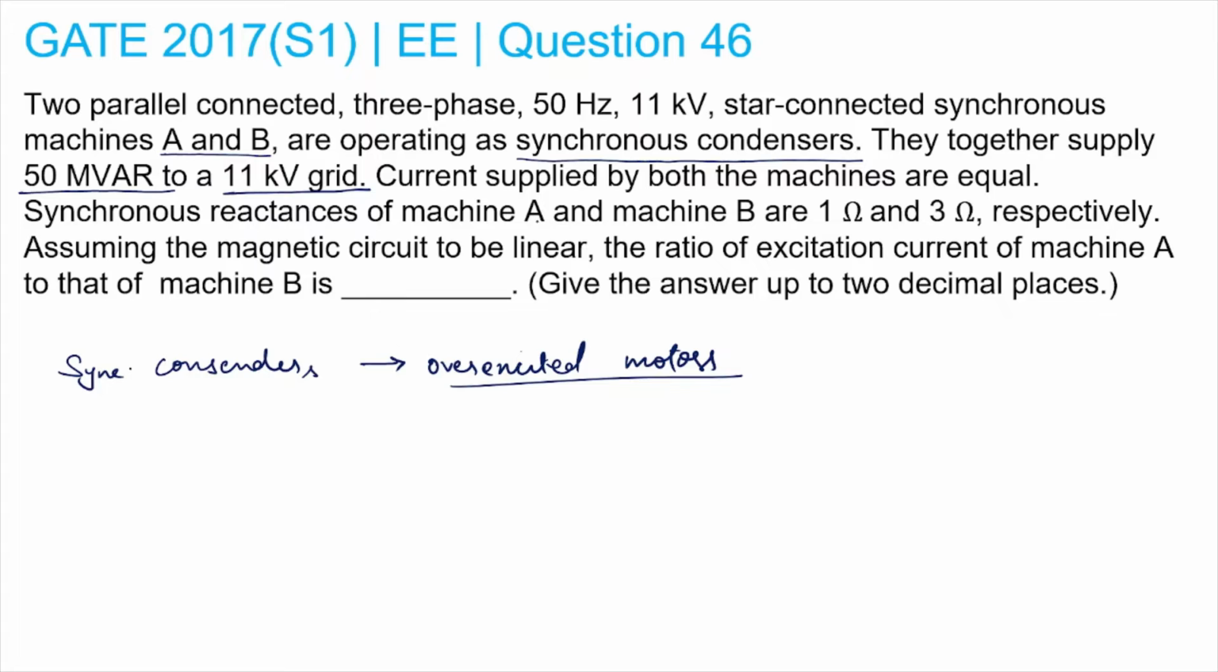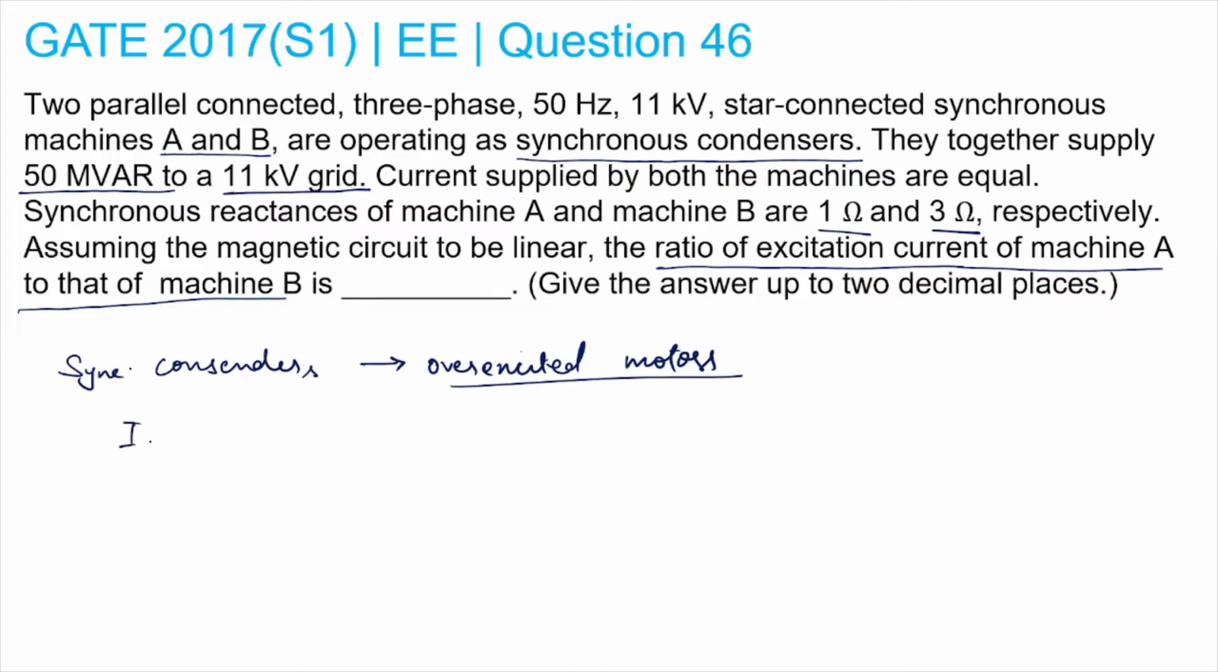Synchronous reactances of machine A and machine B are 1 ohm and 3 ohm. Reactances are given and both are different. Now, if reactances are different, we will get different excitation EMF, or EF field EMF. Assuming the magnetic circuit to be linear, we do not have to consider the saturation of the core.